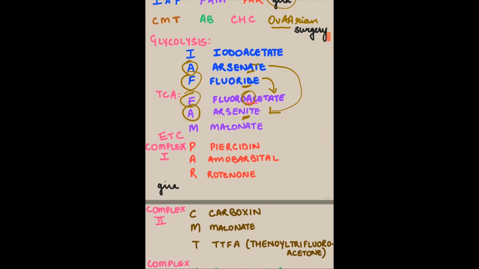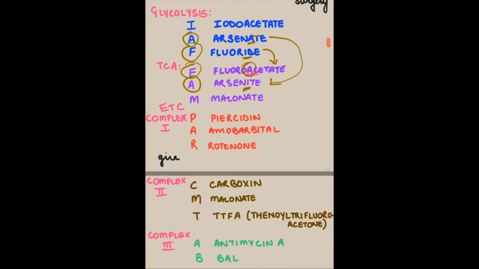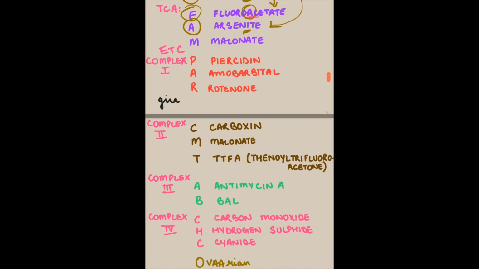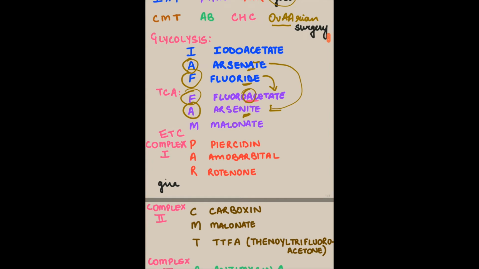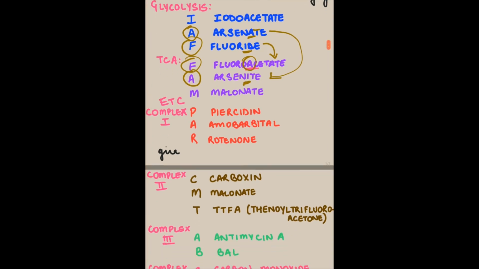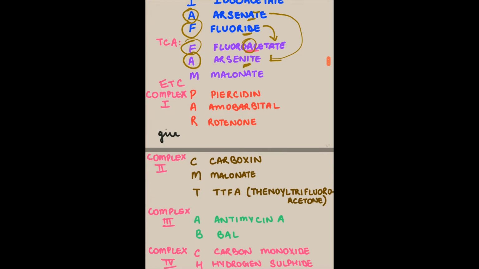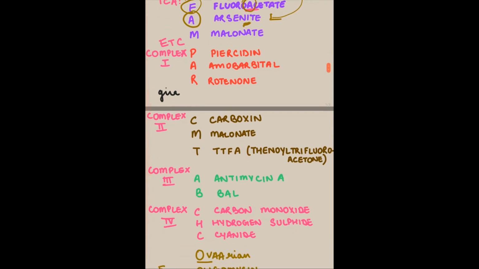Then the next part is the electron transport chain and its various complexes. So my main purpose of this entire mnemonic is that you should be able to remember these ETC complex inhibitors because they are the most difficult to remember. So we'll continue with our mnemonic IAF FAM. So the next word was PER. So ETC complex 1 inhibitors are P for pyridine, A for amobarbital, R for rotenone.